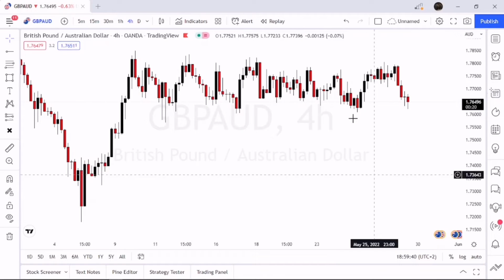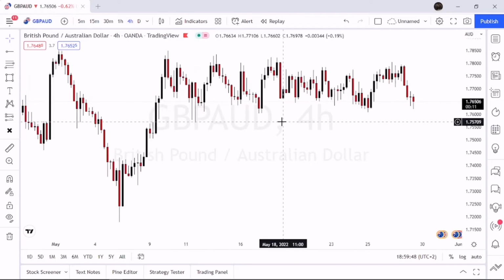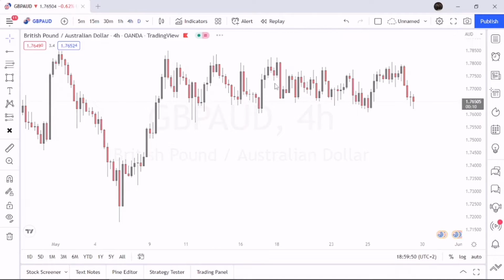Coming back to GBPAUD, I'm going to show you guys how you could have managed to get a trade today, that being a Friday, you know. So we're going to start on a daily time frame.